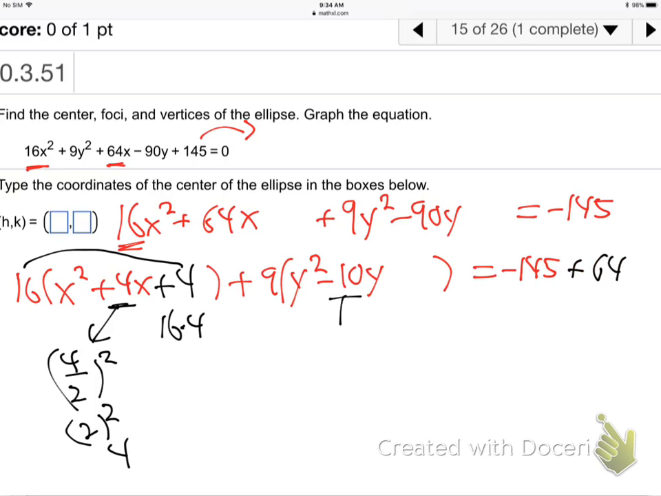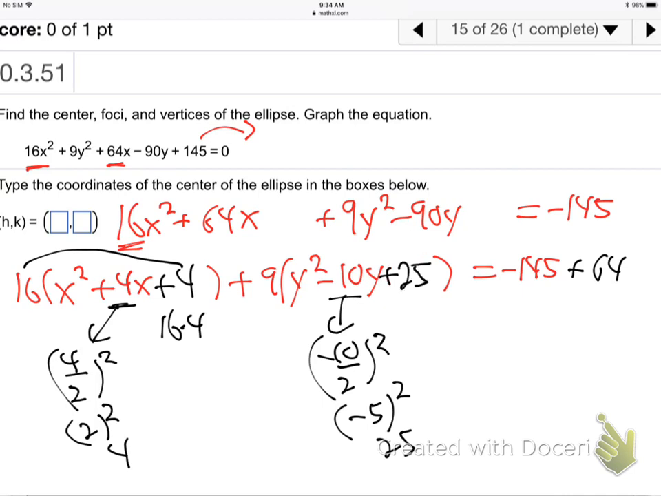And now over here, take the middle term over 2 squared, negative 5 squared, 25. Add 25 to this side. So 9 times 25, what's that? 225, isn't it? That's what I really did. So add 225, right? Because 9 times 25 is 9 quarters. Yeah, 9 quarters is $2.25, right? So add 225 to the right side as well. Is everybody okay with those steps? Those are the major steps. Anything I can help with on that?